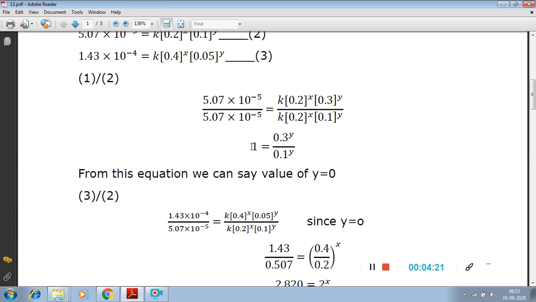Now in what condition this is possible? If the power of both is 0, then we can get one value here. Both are having same power. Now that power must be 0 to be equal to 1 here. So from this equation we can say that value of Y is equal to 0. Why 0 we have taken? Because value is 1 here.